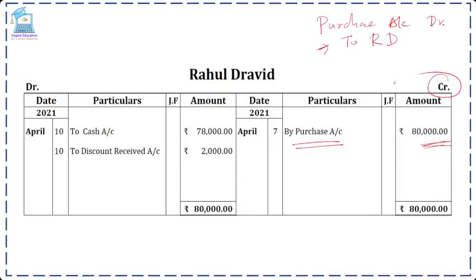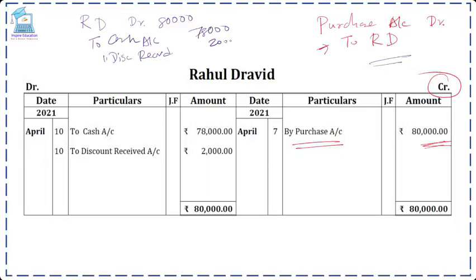So we are writing here. This is the first entry, and the second entry was Rahul Dravid debit 80,000. This was the entry to cash 78,000 to discount received 2,000. So these two entries are posted.